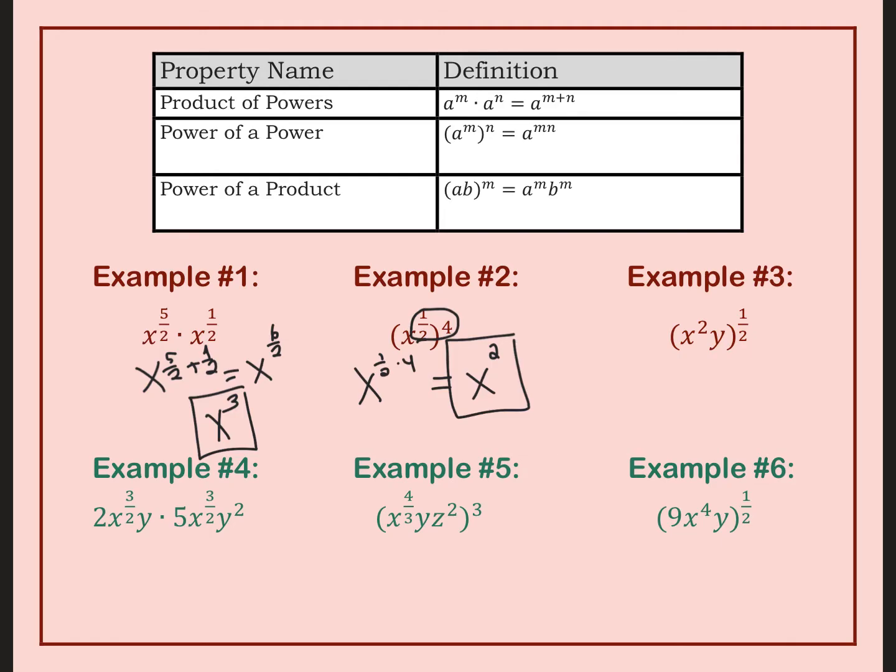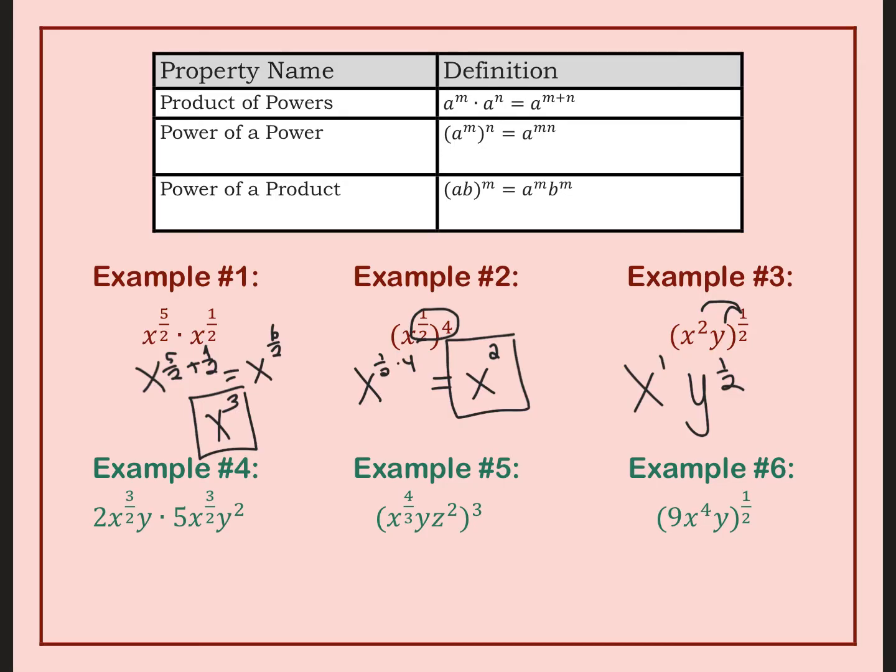And then if you have an exponent on the outside, you are going to distribute that exponent to everything on the inside, and you need to multiply with everything on the inside. So 2 times half, or half of 2, is going to be x to the 1st power. And when I distribute that 1/2 to the y, I'm left with y to the 1/2 power.